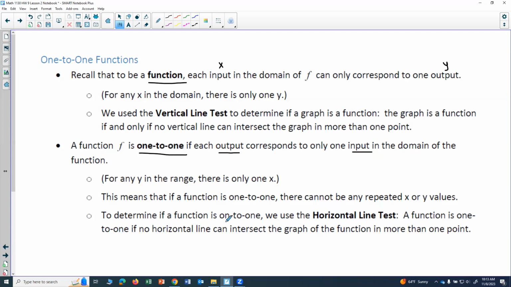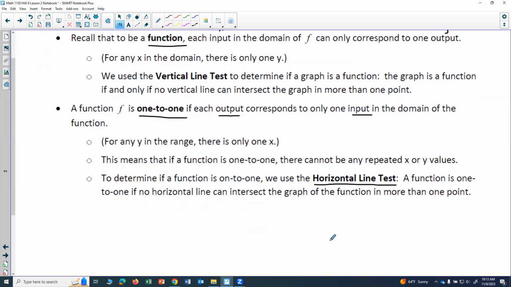To determine if a function is one-to-one, we can use the horizontal line test, which says that a function is one-to-one if no horizontal line can intersect the graph of the function in more than one point. So let's look at just a few examples really quickly.